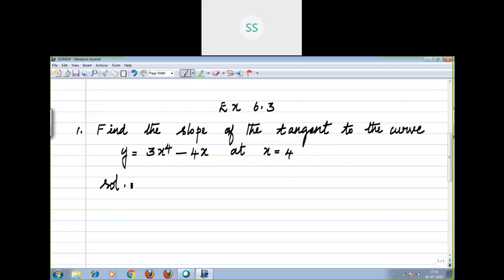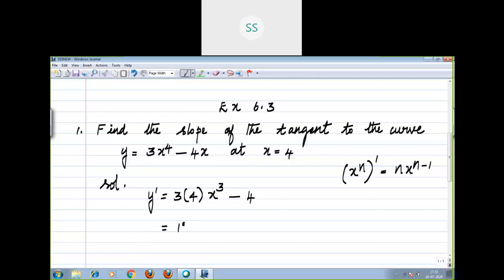Solution. First, you should recall the formula. The derivative of x power n is equal to n into x power n minus 1. Here the formula we are going to use and we are going to differentiate, right? y dash equal to 3 into, here your n is 4. So 4 into x power 4 minus 1 is 3, minus 4x. When you differentiate 4x, what you will get? 4, right? Very good. Now, what is that? 12 into x cube minus 4.